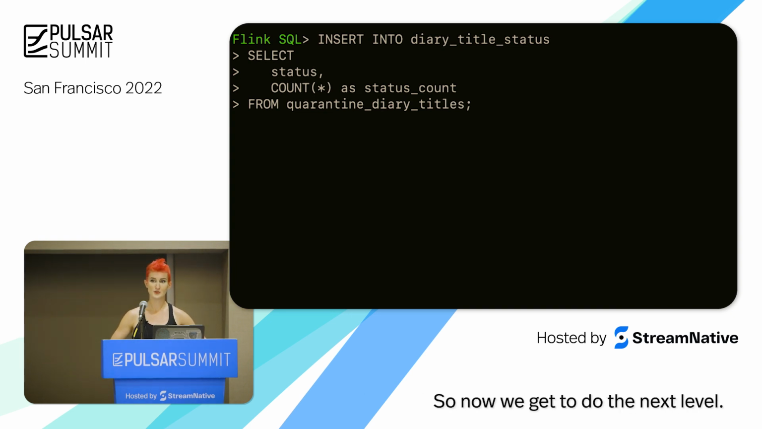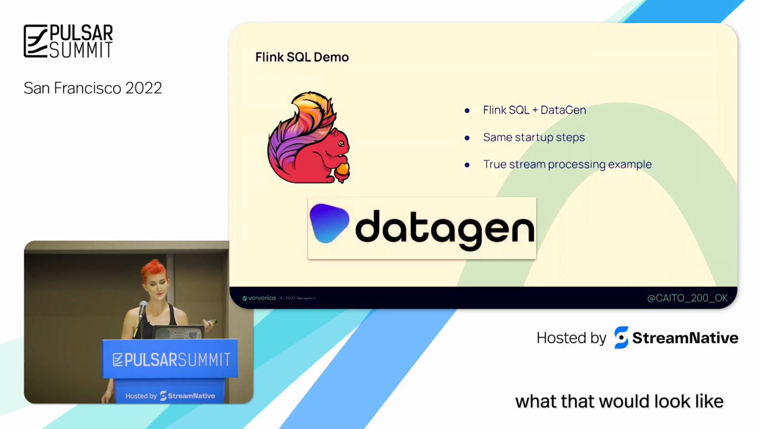So now we get to do the next level. We'll see an actual streaming pipeline and what that would look like. And we're going to use something that's going to be a ton of data at a super high throughput. So all the startup steps will be the same unless you're connecting it with a bunch of other things that don't come out of the box.